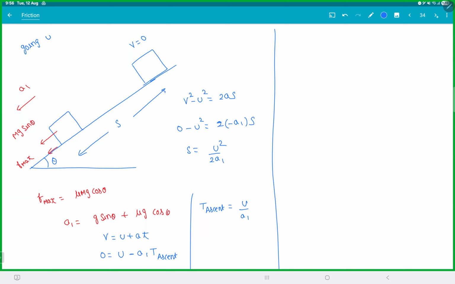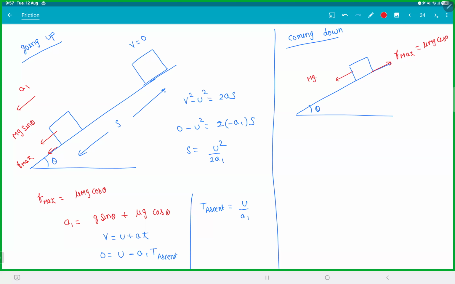So you will travel a distance of s and then stop there, and it will take a time u by a1 to reach there. Now, while coming down, you will not come down with the same speed and you don't have the same acceleration. The whole picture has changed. When you start sliding down, the friction is upward now. And this is your acceleration a2. Now a2 becomes g sin theta minus mu g cos theta.